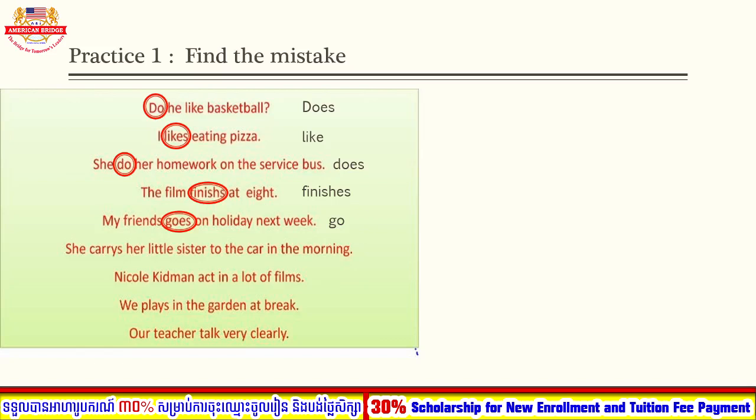She carries her little sister to the car in the morning. So which one is the mistake, everyone? Great. So the mistake is carries. So we need to change that one to carries. Carries, right? So we need to change y to I-E-S. So now let's move to the next one.